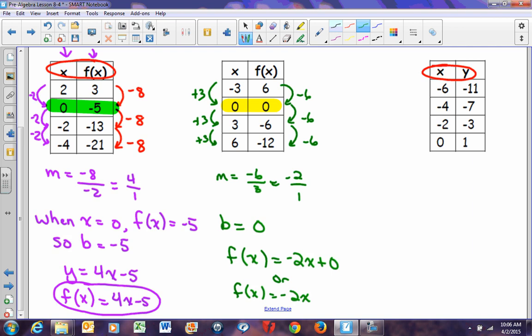If I put in 6 for x, -2 times 6 is -12. I could get a -12 out, so that seems like it's the appropriate formula. Okay, seems like it's the appropriate formula here. Let's look at the last one.